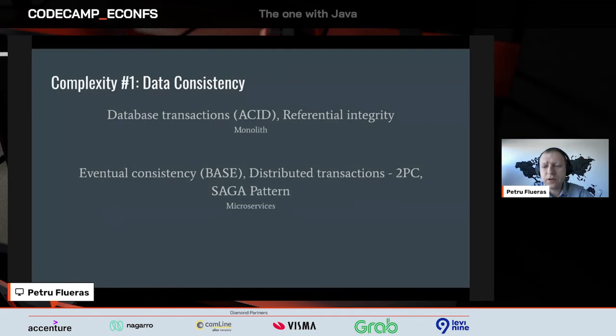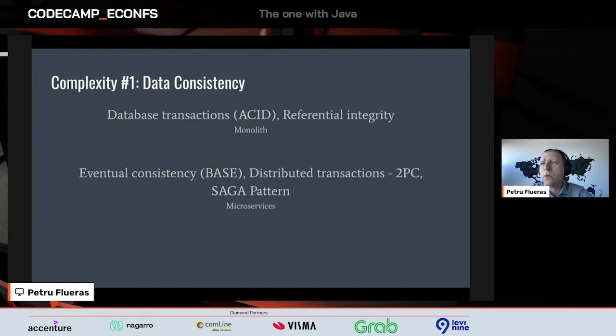Moreover, in distributed transactions, the communication is done synchronously. So there is a lot of performance penalty for implementing distributed transactions. And people are using distributed transactions less and less often. An alternative to distributed transactions is this saga pattern.